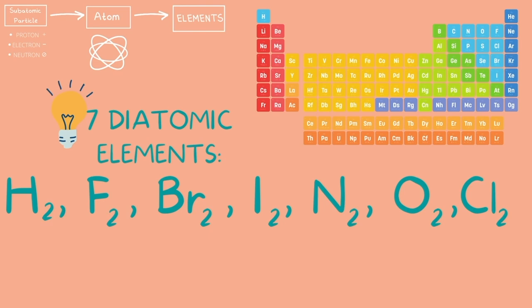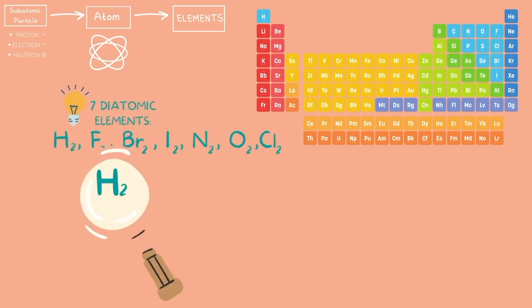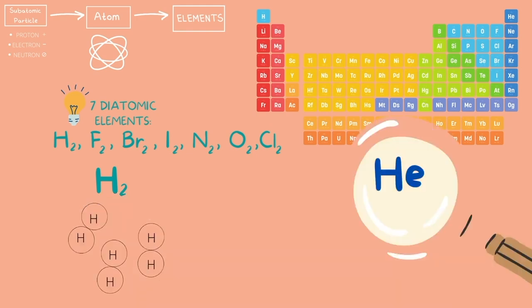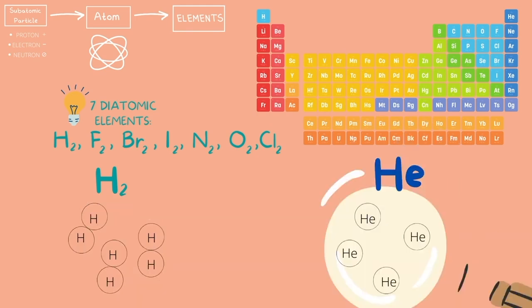Let's take a close look at a diatomic element and see what it would look like magnified. Take hydrogen, for example. If we were to look at a sample of hydrogen gas, we would see pairs of hydrogen atoms. In contrast, if we took a magnified look at an element that is not diatomic, like helium for example, we notice all the helium atoms are by themselves. They are singular.